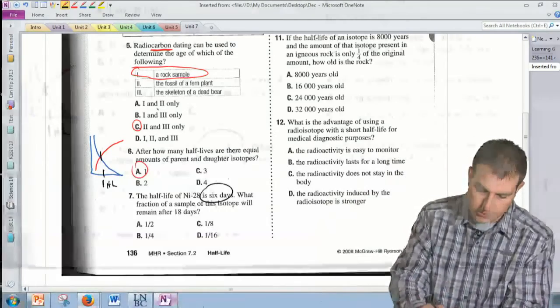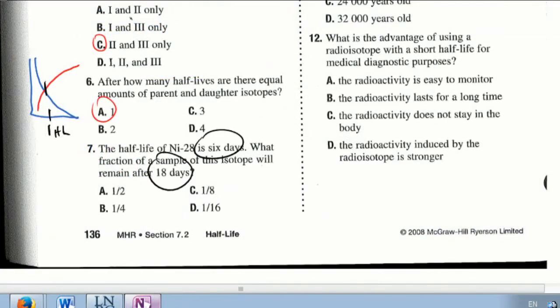So 6 days is 1 half-life. We're looking for 18 days. So that's 3 half-lives. So I can draw my little chart, half-life, and then fraction. So 1 out of 1. If I have 1 half-life, I have 1 half left. If I have 2 half-lives, I have a quarter. If I have 3 half-lives, I have an eighth. And you guys said C, and that was perfect. That made sense, Taylor.